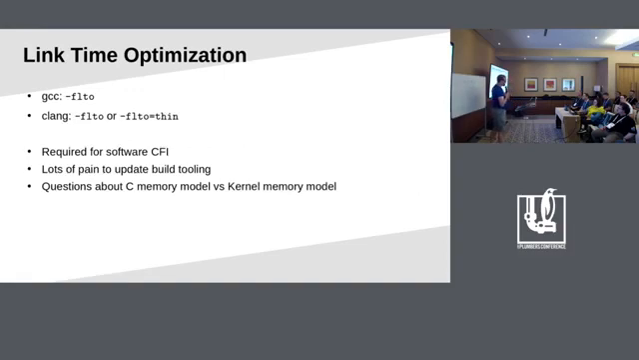Link time optimization, this is another one that works in both tool chains. It's required for control flow integrity because you need to have visibility across all of the functions simultaneously at one point. There's kind of a lot of pain in updating the build systems to support LTO because you have intermediate states, you don't have actual object files as you build. And there are still questions about the differences between C's memory model and the kernel's memory model.